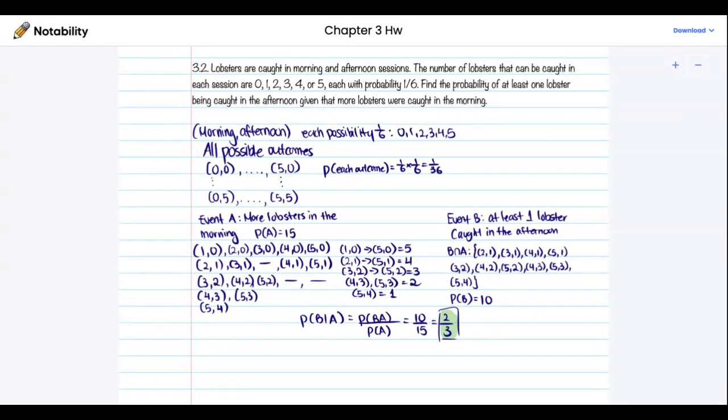So I list that as event A, more lobsters in the morning, which gives us 15 outcomes in here. And then for event B, we have at least one lobster caught in the afternoon, but we also need to include that more lobsters were caught in the morning. So event B has 10 outcomes. So the probability of event B given that A has occurred is 10 over 15 equals 2 over 3. Great. I like that you use this way.